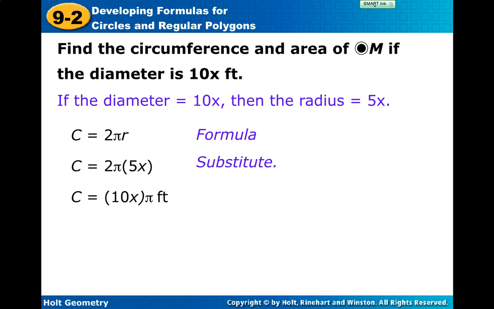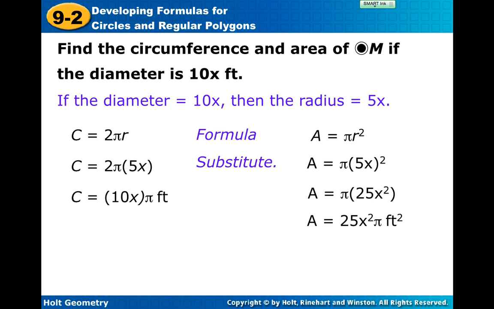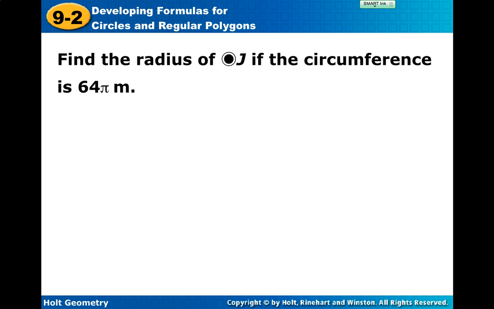Circumference would be labeled just straight units, so that was just feet. In the area part on the right-hand side, we have to take 5x and square it. 5x times 5x is 25x squared times pi. And again, whatever order you're comfortable with doesn't really matter. So the variable shouldn't cause too many problems. Let's go backwards.